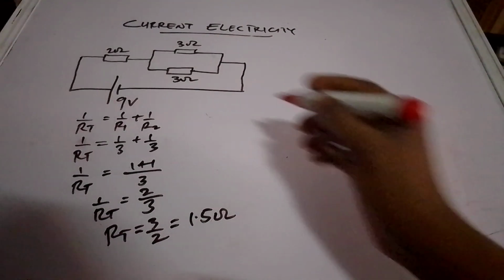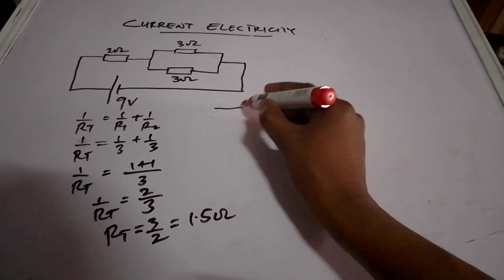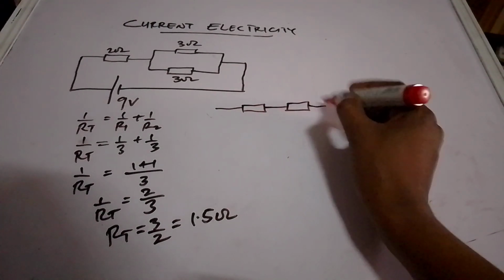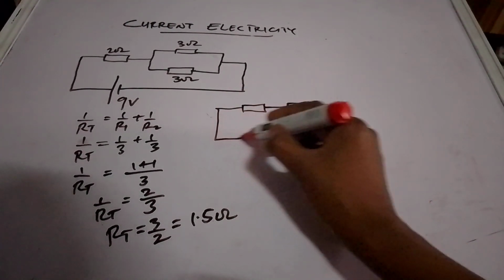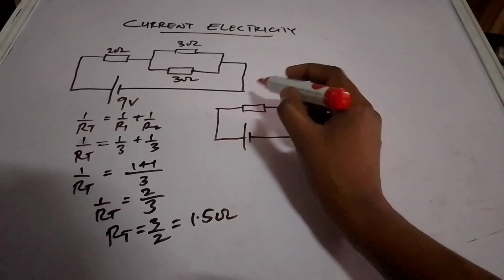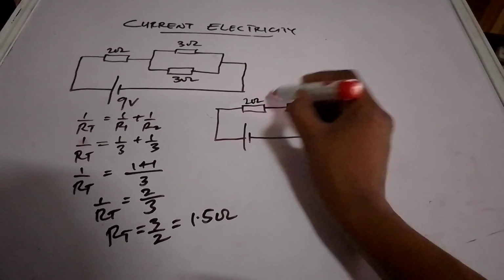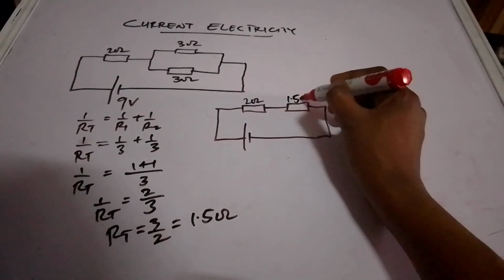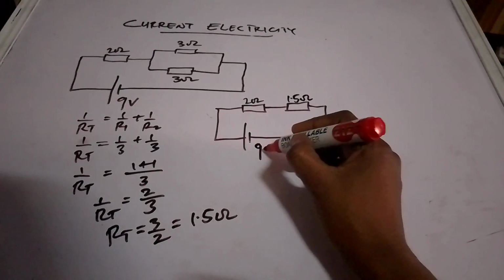So let's simplify this circuit. If I redraw this circuit, it's going to be like this, like I did in the last class. If you have not watched the video for the last class, make sure you go through that video. I will drop the link in the description below. So this one is 2 ohms, and this one has come together to give us 1.5. So this is 1.5 ohms now, and this voltage is 9 volts.